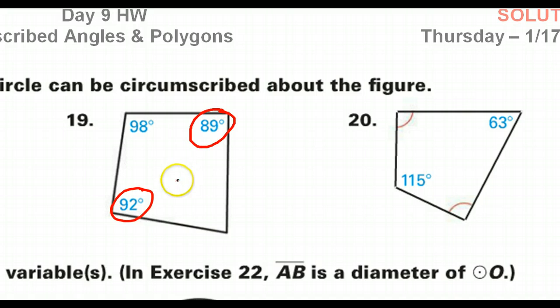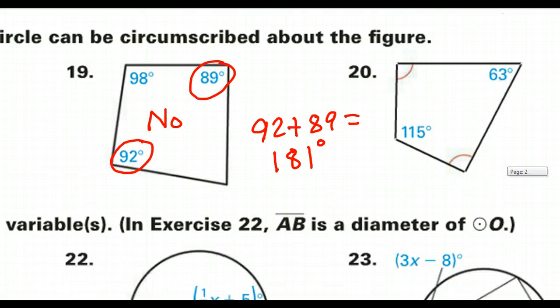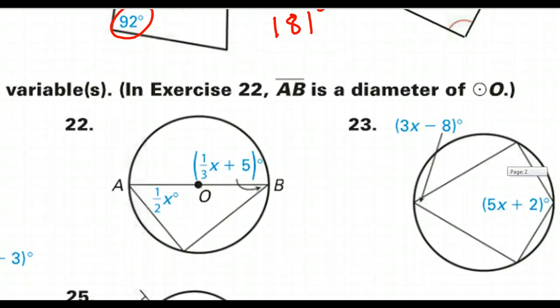If they're supplementary, then I will say yes. If they're not supplementary, then I'll say no. So let's just add them up. If we do 92 plus 89, what do we get? So close. That is 181. We were looking for 180 for supplementary. So, sorry, no, that could not be inscribed in a circle. So please, please, please keep that in your mind.